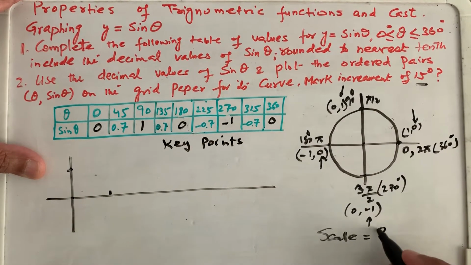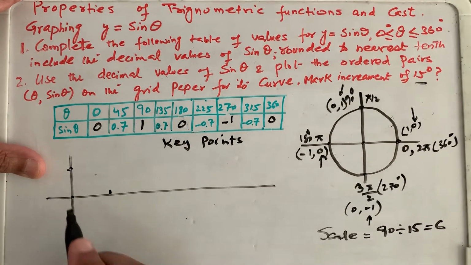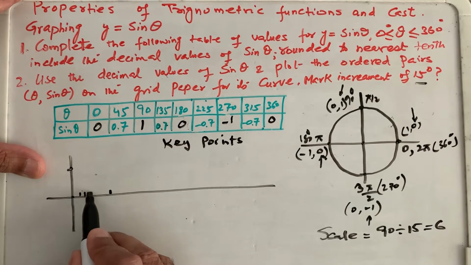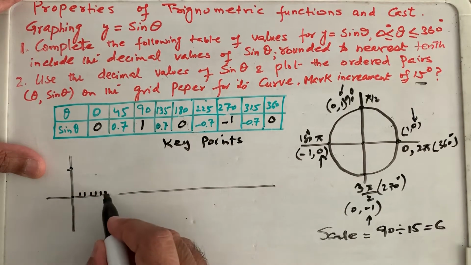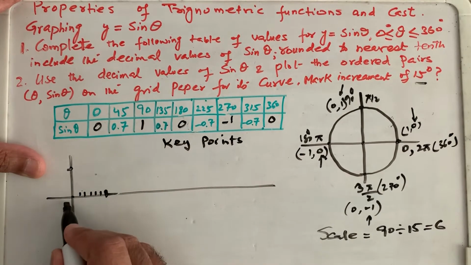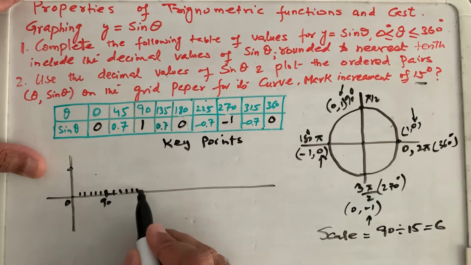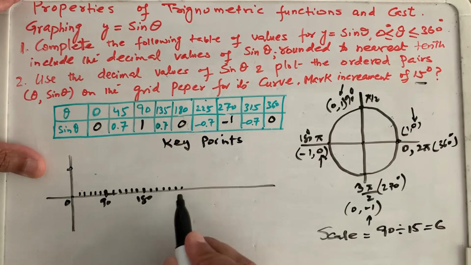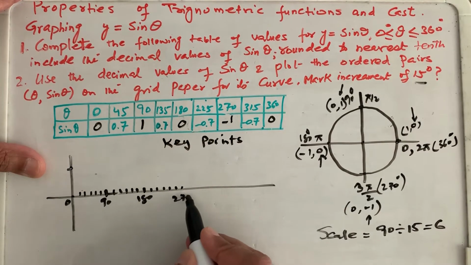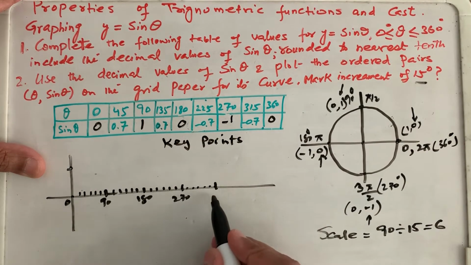So the scale is saying that 90 degrees should be divided into 15, which equals 6. So I have to measure 6, right? 1, 2, 3, 4, 5, and then my 6 is here. At 6, I move from 0 to 90. And then 1, 2, 3, 4, 5, 6. At 6, I have my 180, right? And then 1, 2, 3, 4, 5, 6, and I have my 270. 1, 2, 3, 4, 5, 6. At 6, I have my 360.